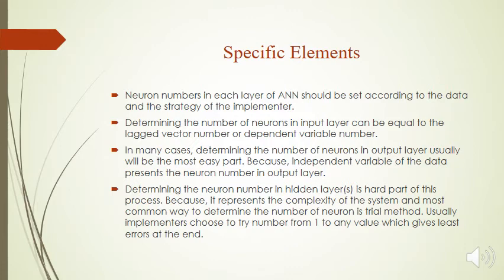Determining the neuron numbers in hidden layers is the hard part of this process because it represents the complexity of the system, and the most common way to determine the number of neurons is a trial method. Usually implementers choose to try numbers from 1 to any value, and pick the one which gives the least error at the end.